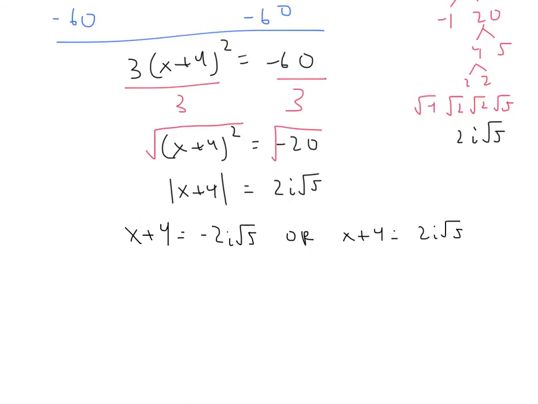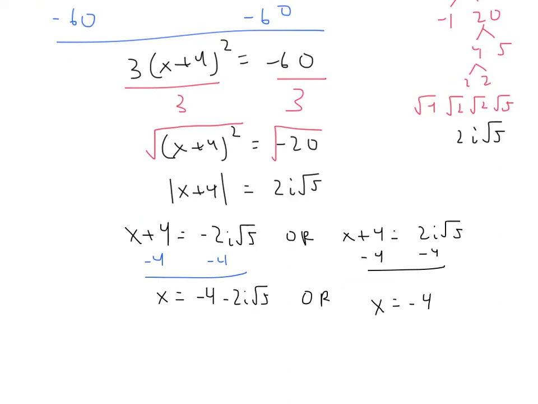To finish this off, let's get x by itself. Let's subtract 4 from both sides. So we end up with x is equal to negative 4 minus 2i radical 5, or if we subtract 4 on the other side, for the other equation, we end up with x is equal to negative 4 plus 2i radical 5. So those are my two answers.